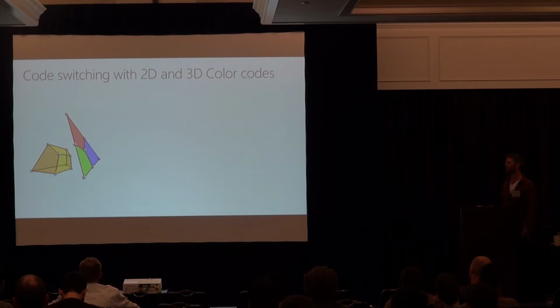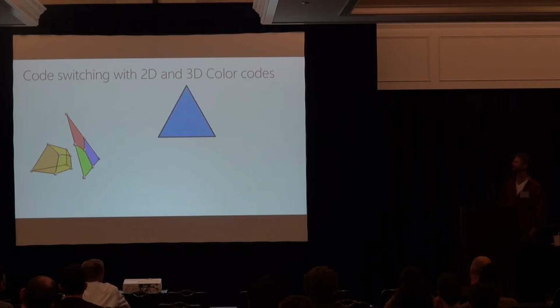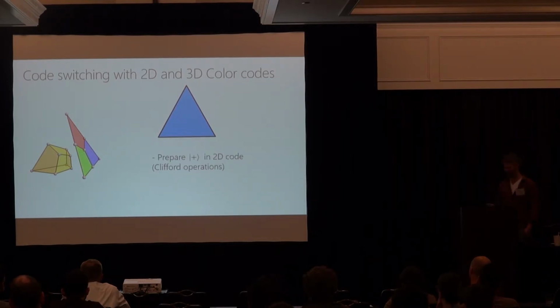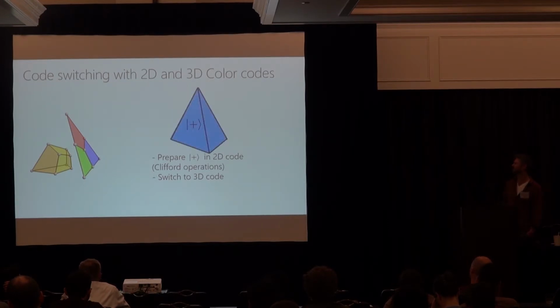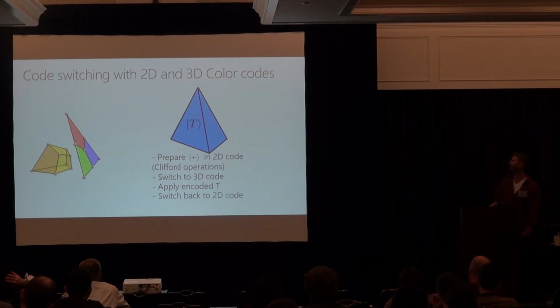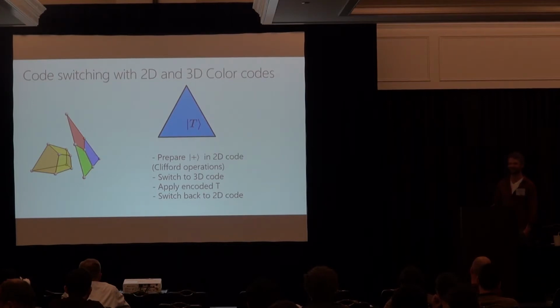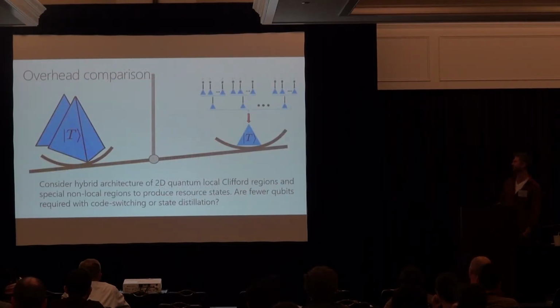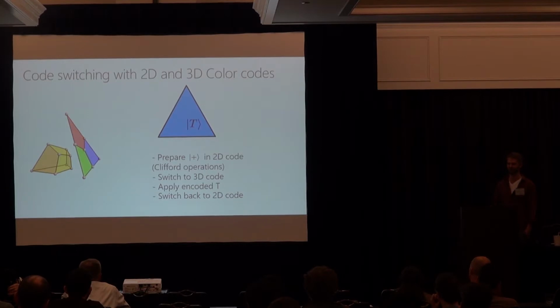It's pretty straightforward to imagine how you would then use this to create a T-state. You start with a 2D color code. You know in that 2D color code, you can use Clifford operations and prepare an encoded plus state. Then you use this process just described to switch to 3D. And in 3D, the T gate is transverse, so you apply that, you get the T state encoded, and then you switch back, and now you have the T state in the 2D code just as you want it. And this should all be suppressing errors as you go.